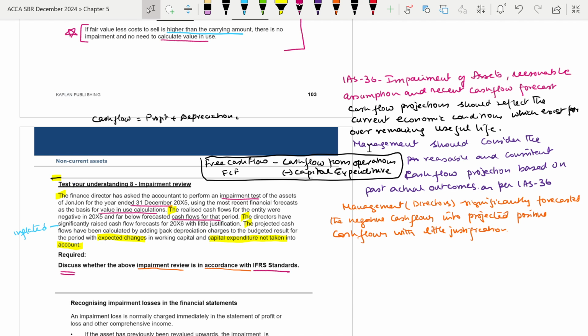What are the assumptions of IAS 36 for the projections? And what the directors have done, whether the directors have done right or wrong. That's what we have to discuss. It is only a discussion. We are not talking about any calculations. We are talking only about the discussion. Are you clear about this?